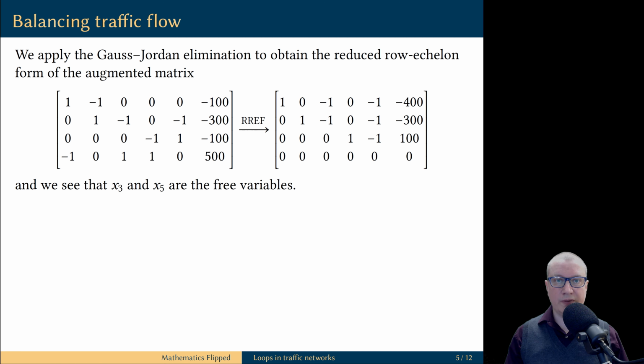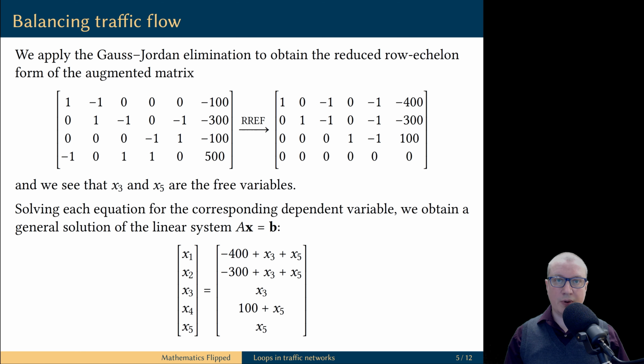From the reduced row echelon form, we see that columns 1, 2, and 4 are the pivot columns, therefore the variables x1, x2, x4 are the dependent variables. The other columns are non-pivot columns, and we see that the variables x3, x5 are the free variables. We solve each corresponding equation for its dependent variable, and we obtain the general solution of this linear system. This general solution involves 2 free variables, x3 and x5. This is where we would normally stop in the basic traffic network model, but now let's take this one step further and let's conduct further analysis of this general solution.